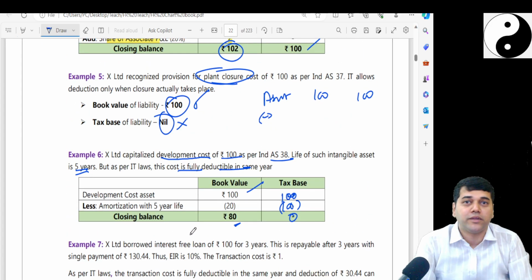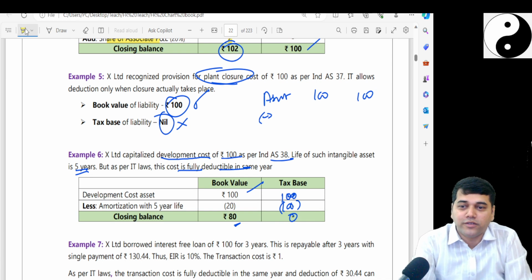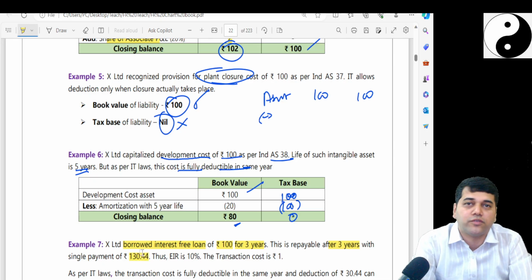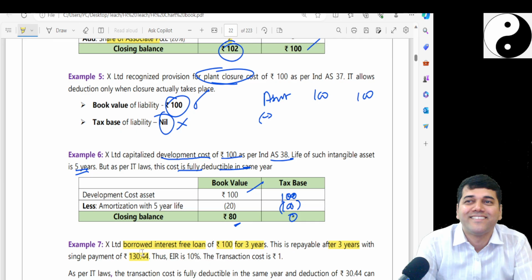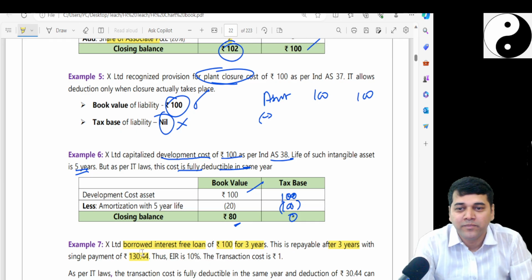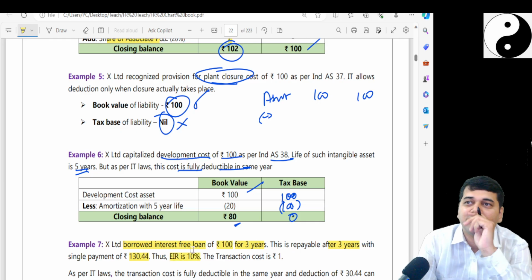Now, you have to tell me. Everybody has to apply your mind. X borrowed an interest-free loan of rupees 100 for 3 years. This is repayable after 3 years with a single payment of 130.44. What type of loan is it? Zero coupon bond. Now, EIR is 10%.